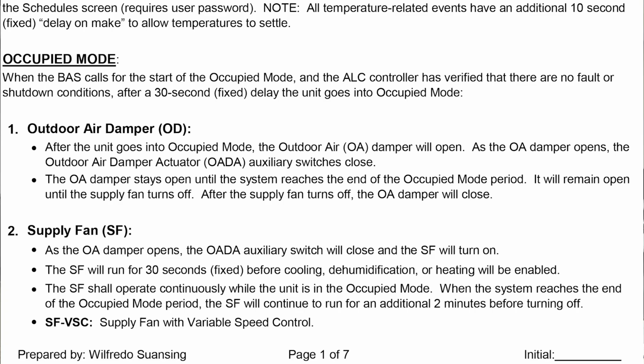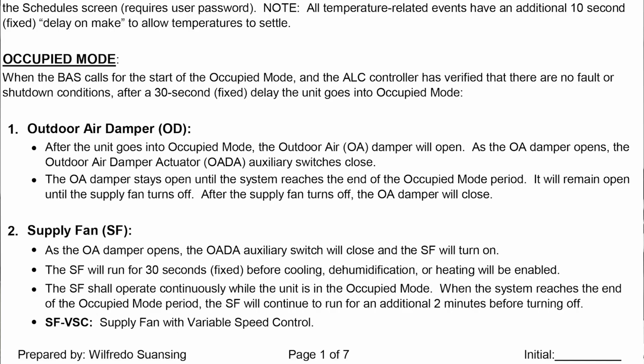And it states basically that as the unit goes into the occupied mode, the outside air damper will open. As the outside air damper opens, the outside air damper actuator, which is abbreviated OADA, auxiliary switch, closes. That closure is what switches the supply fan on next. If the supply fan turns on and we have proof that it turned on, either through an air-proofing switch or a current sensor, the unit will then begin to analyze data from its various sensors, which could be outside air sensors and supply air sensors, and determine what mode of operation to go into next.